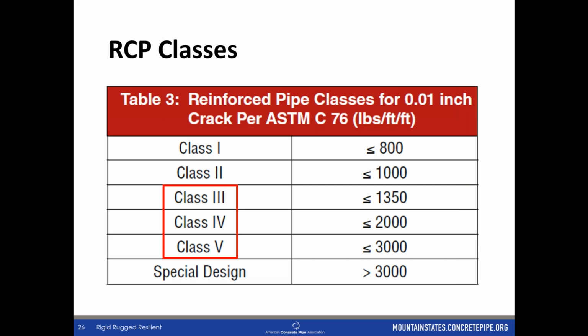We've also done many special designs if we have a really deep bury situation or extremely heavy loads during construction with a very shallow cover. We would look at maybe a special design to ensure that our pipe isn't getting damaged either from heavy loads from a deep bury situation or from heavy construction loads. So we can do special designs as well for anything over that 3,000 pounds. But those are the main classes that we focus on here.